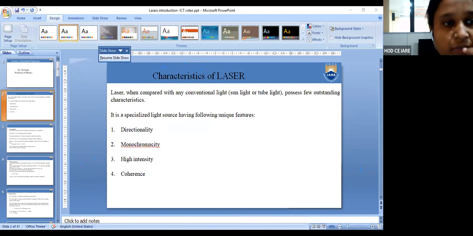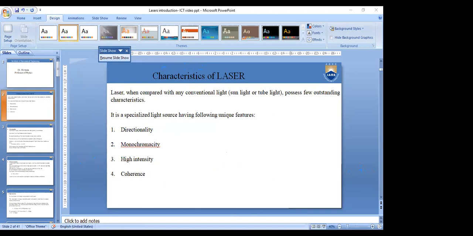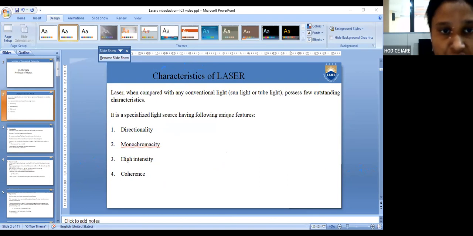Okay, so what do you mean by being directional? Being directional means laser light is going to travel only in a single direction. Directional means we have laser light traveling in a single direction.